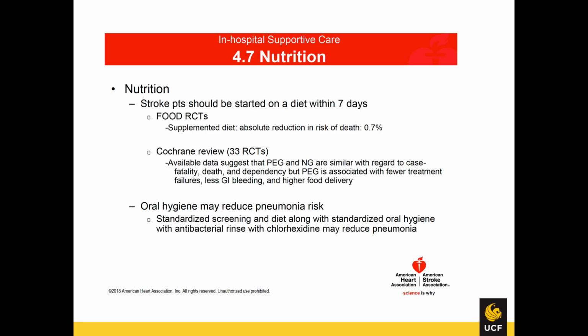Nutrition: stroke patients should be started on a diet within 7 days. In the FOOD RCT, supplemental diet gave an absolute reduction in risk of death. A Cochrane review showed that PEG and NG feedings are similar with regard to case fatality, death, and dependency, but PEG was associated with fewer treatment failures, less GI bleeding, and higher food delivery. So PEG might be a little bit better than NG in terms of using that route to get nutrition.